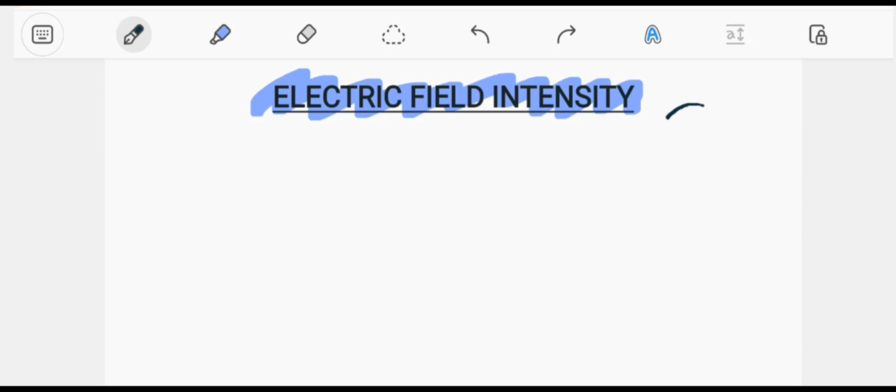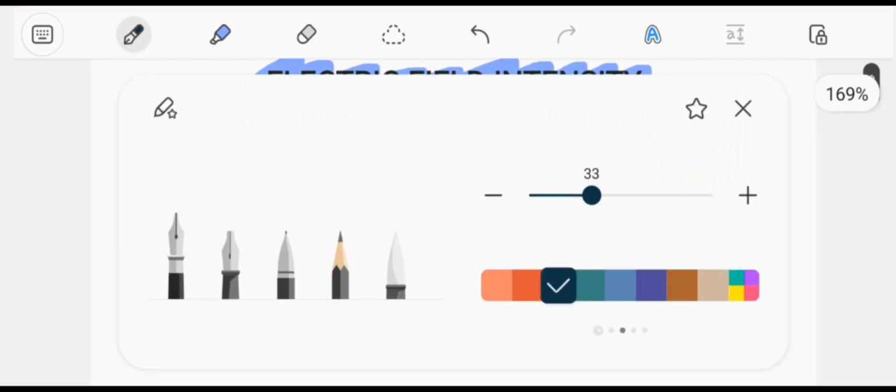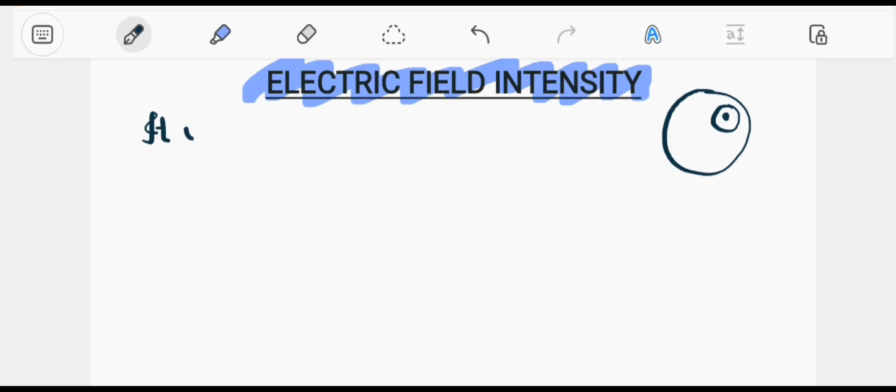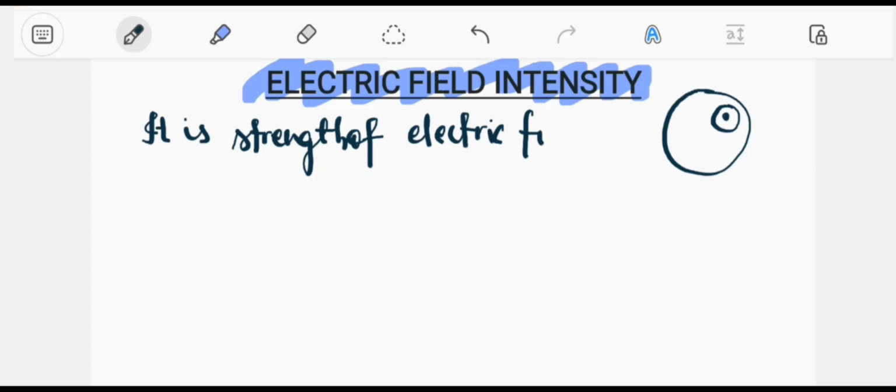Let us consider we have an electric field, and in this electric field, if we talk about any point, what is the strength of electric field at this particular point will be considered as the electric field intensity at that point. So we can write it as the strength of electric field at any point.